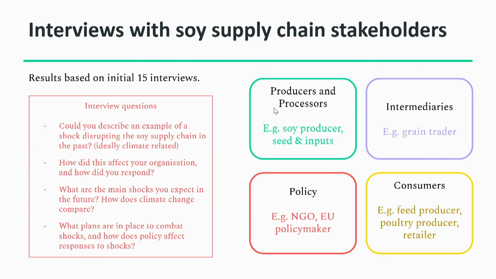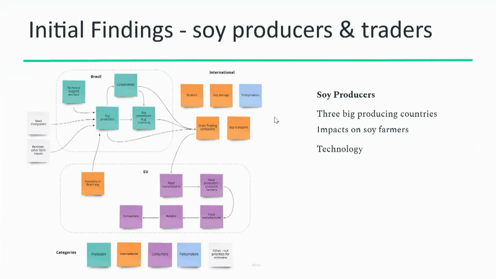So moving on to the initial findings. So on the left here is the stakeholder mapping for this piece of work. And it also highlights that we're really just looking at a snapshot of the supply chain. So the full supply chain would include many more countries and stakeholders.